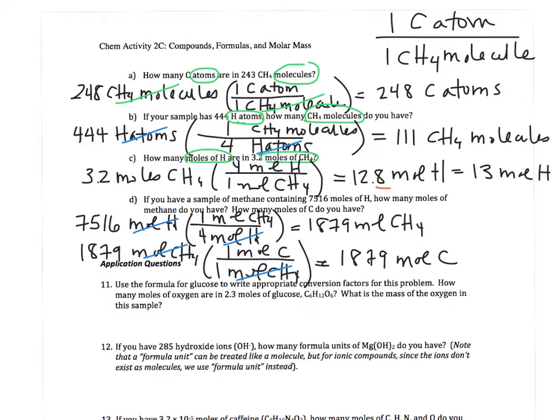Remember, these will cancel. So even though the number is the same here, they mean different things. It just happens that if we count up the moles of CH4 or we count up the moles of carbon, it happens to be the same number because, of course, it's a one-to-one relationship.